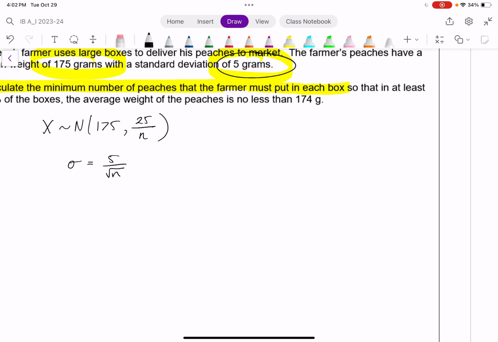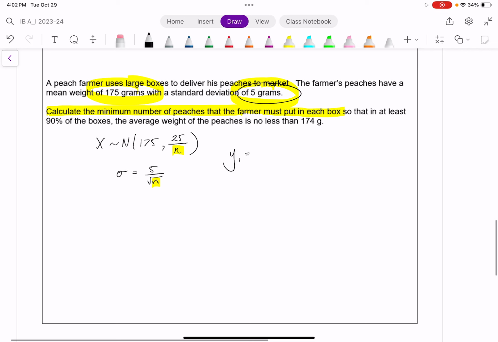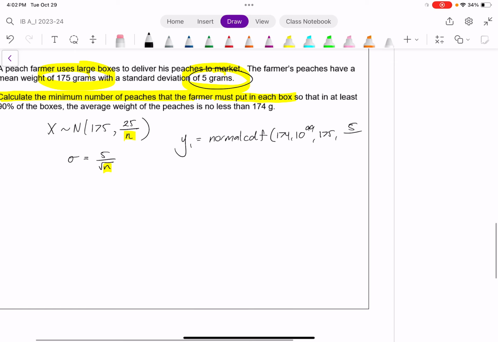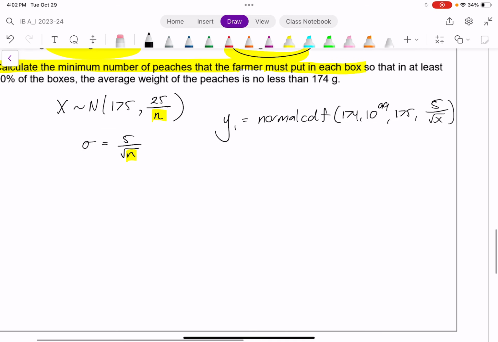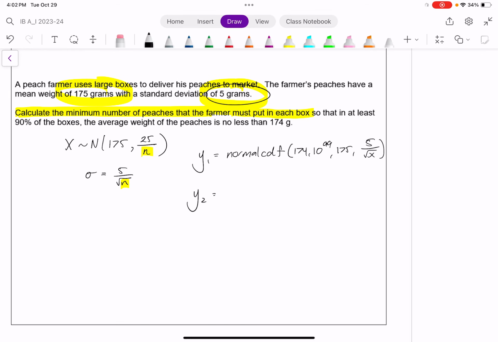And so now, again, I need to use my GDC to show different possible values for n and how they relate. And so one of the equations I'm going to graph is the normal cumulative distribution function with, again, the minimum being 174, maximum being a big number, the mean being 175, the standard deviation being 5 divided by the square root of x. My other equation is, well, in this case, I want there to be at least 90% of the boxes fulfilling this. And so that means I want my other equation just to be y equals 0.9.